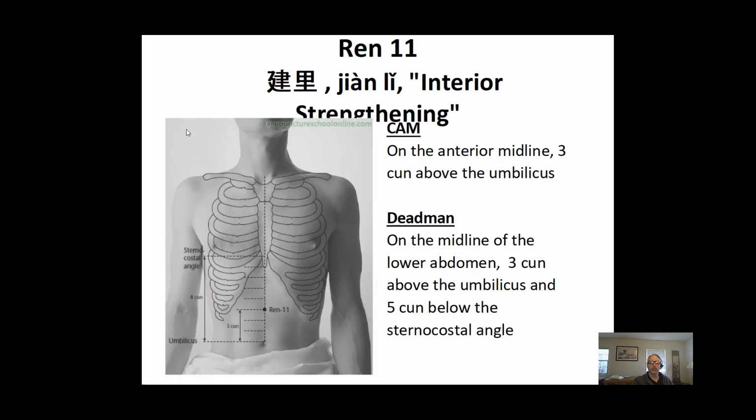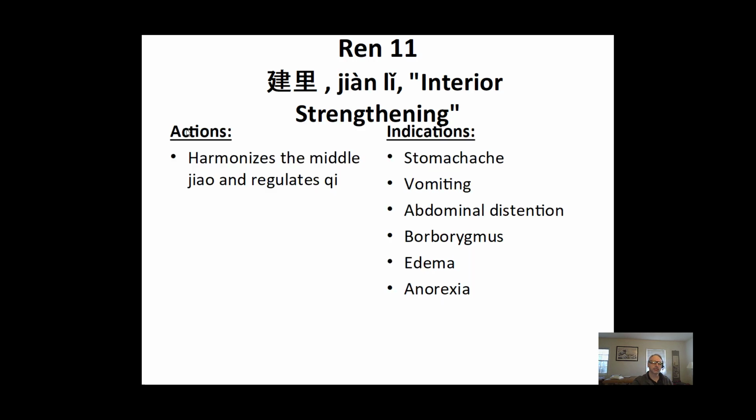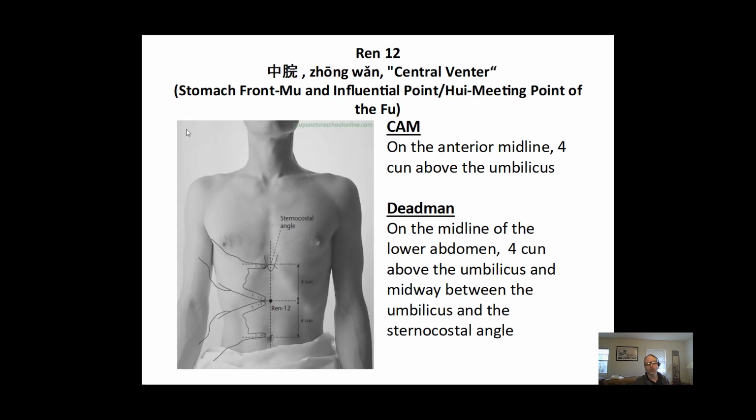Ren 11 is 3 cun above the umbilicus or 5 from the sternocostal angle. Harmonizes the middle jiao and regulates qi. That's all it does. But it's also one of our best points for anorexia. This, combined with some of the UB points that we talked about a couple of weeks ago, is how we treat anorexia.